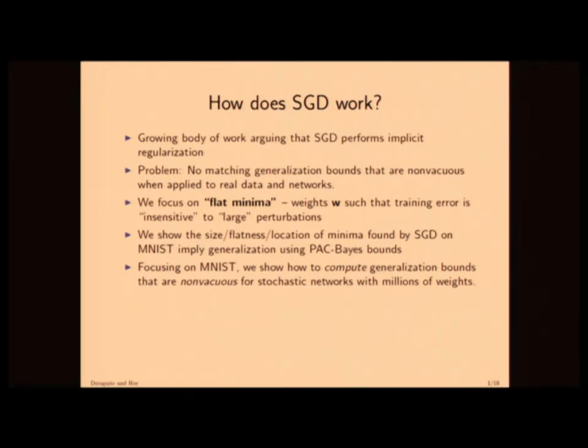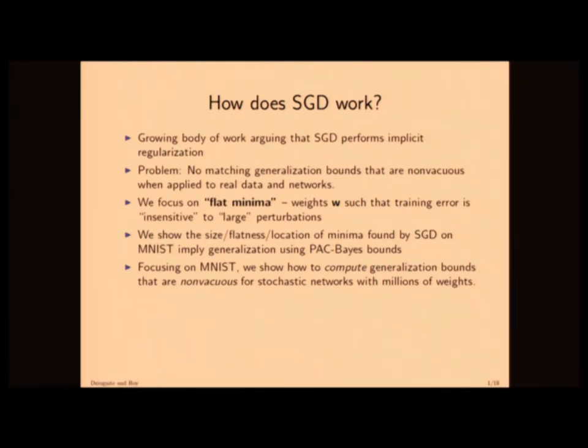More concretely, what we're going to show is that the size, flatness, and location, though size and location may be redundant, of minima found by SGD on MNIST are sufficient to imply generalization. So this is sort of an empirical thing. The minima that SGD was returning to us, we could turn around with the PAC-Bayes bound and prove a generalization result. Then our optimization colleagues could think about whether their optimization algorithms were implicitly regularizing that, and you can maybe have an end-to-end story that goes from algorithm to generalization.